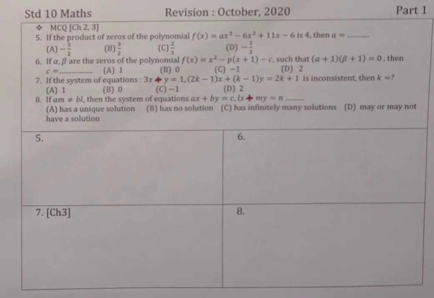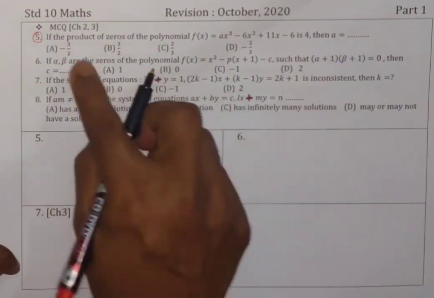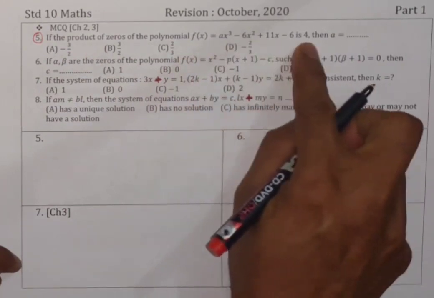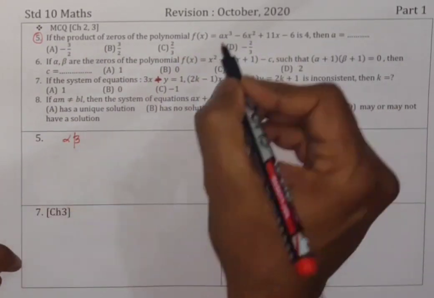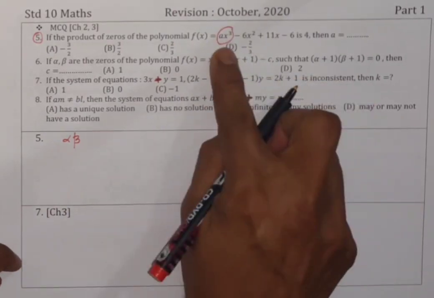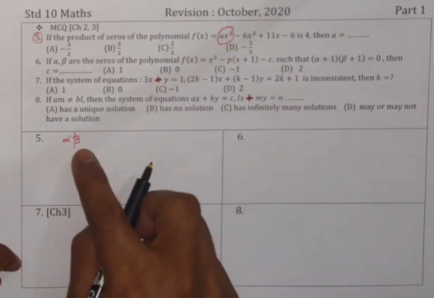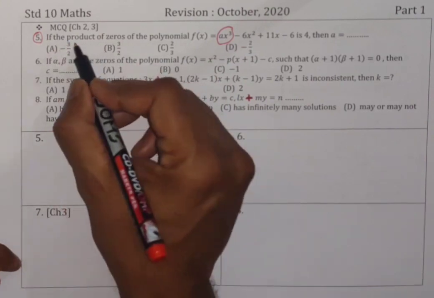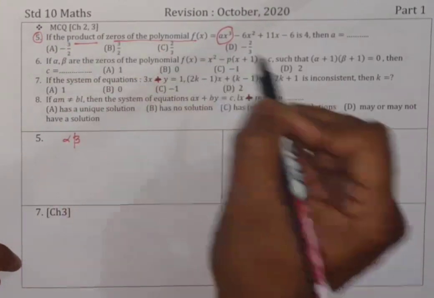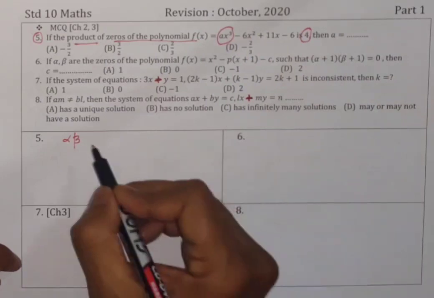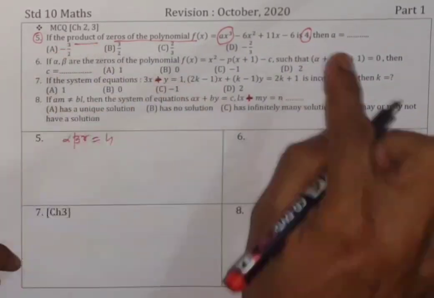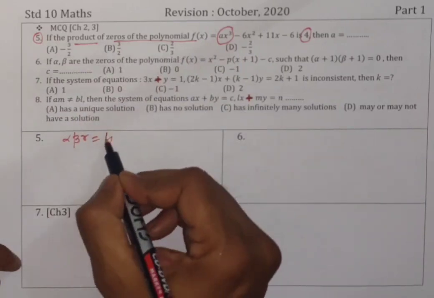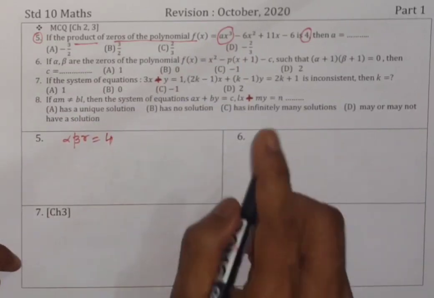Now, number 5. The product of two zeros of this polynomial is 4. Oh children, once again the product of two zeros. And remember it's a cubic polynomial, degree 3. So there are three zeros alpha, beta and gamma. Product of zeros is 4. So alpha into beta into gamma is 4. Not product of two zeros. Product of zeros. All three zeros. That is 4. Alright. Chaliye.